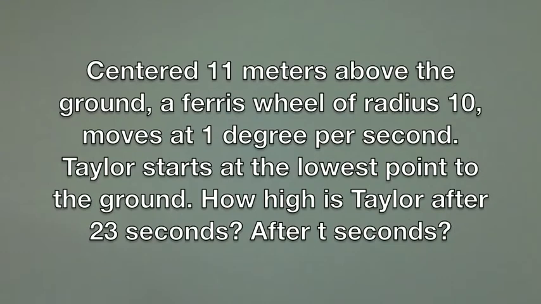Centered 11 meters above the ground, a Ferris wheel of radius 10 moves at 1 degree per second. Taylor starts at the lowest point to the ground. How high is Taylor after 23 seconds and after t seconds?